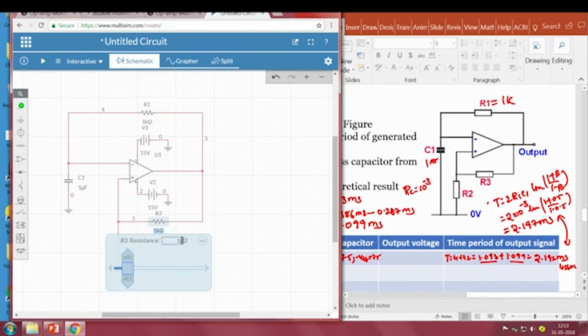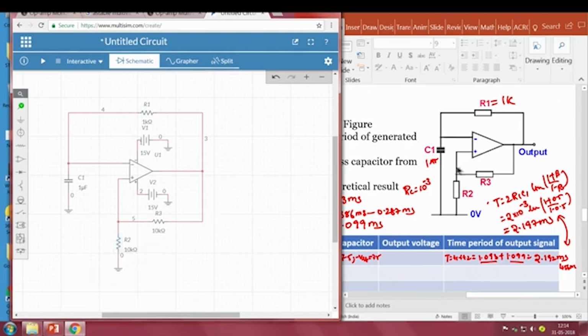As per theoretical calculation, beta value is R2 divided by R2 plus R3, 1k divided by 2k, again it becomes 1 by 2. So whether it is 10k, 10k or 1k, 1k, as long as R2 and R3 are the same, these calculations remain the same. So, we have changed everything.